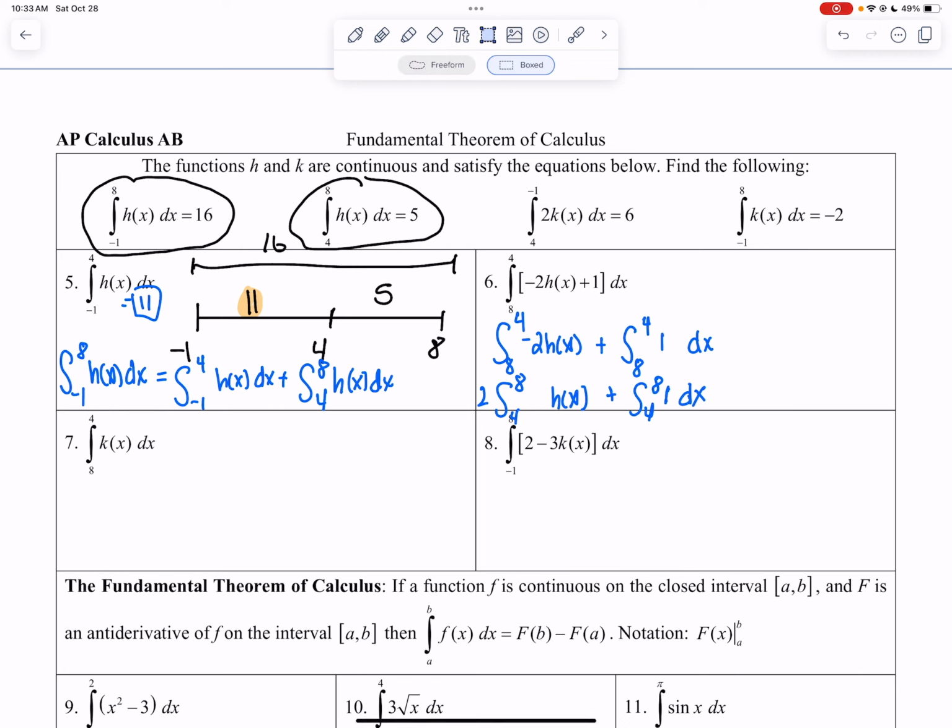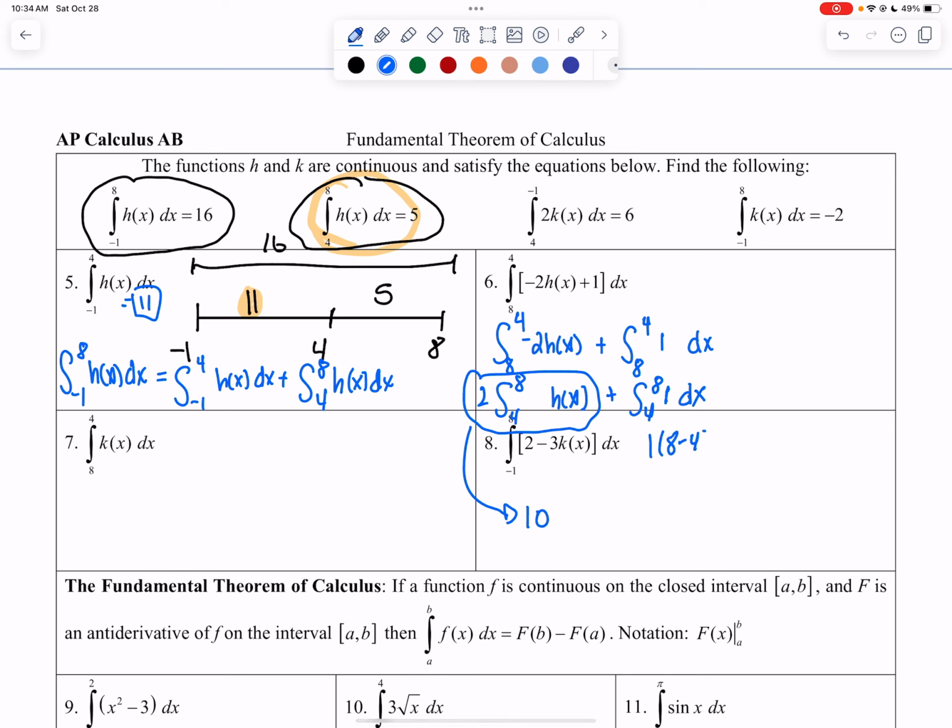So now I have 2 times the integral from 4 to 8 h of x, and we know that is this right here, which is 10. So this part right here is 10. We also know that this one right here, the integral from 4 to 8 of 1 dx, is a rectangle from 4 to 8, and it has a height of 1. So that's going to give me 1 times (8 minus 4), or 4.